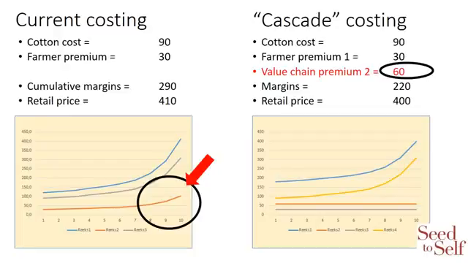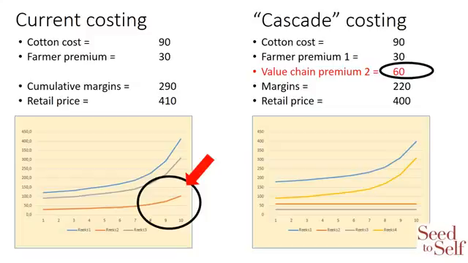Now you look at the right-hand version, you have the same cotton cost, but now we don't add the farmer premium at the beginning. We give the farmer conventional cotton cost, and we calculate margins based on that. So the margins are less, say 220 instead of 290. And then we could forget about the farmer and have a really cheap t-shirt. But we decided not to do that.